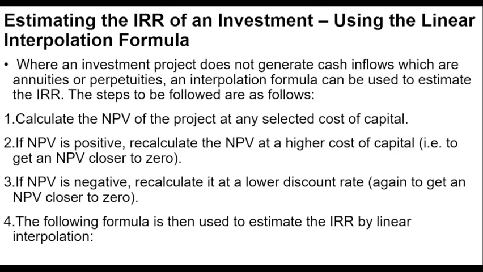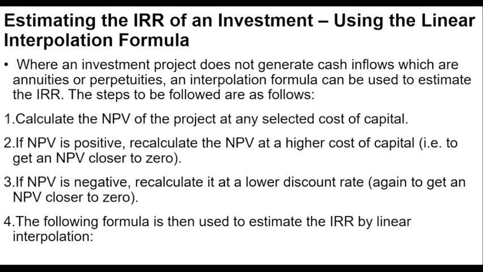Now, the steps to be followed are as follows. So, first, you calculate the NPV of the project at any selected cost of capital. Okay, so you randomly pick a cost of capital and calculate your NPV using that particular cost of capital. Now, step 2 says that if NPV is positive, recalculate the NPV at a higher cost of capital. That is to get an NPV closer to 0. All right, you need to get this very clearly.